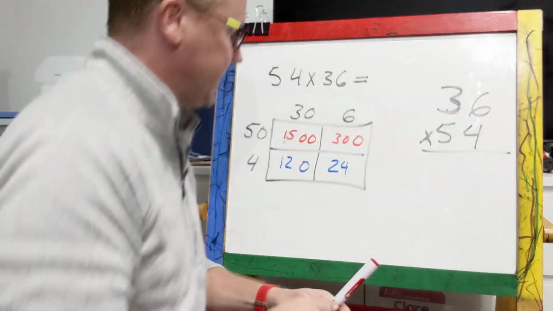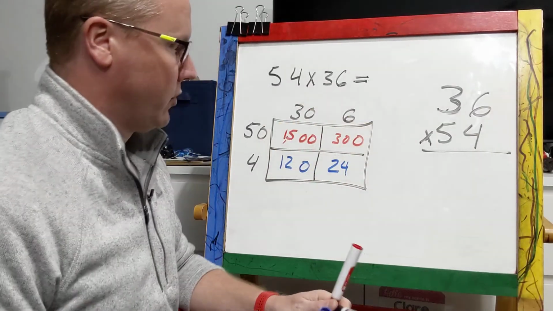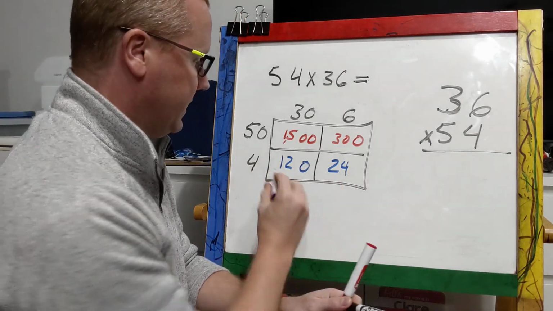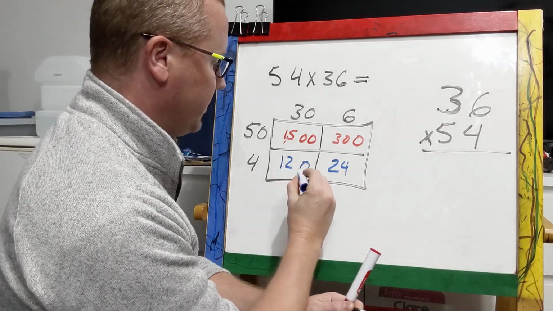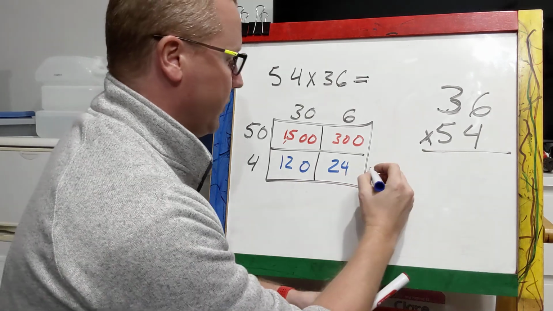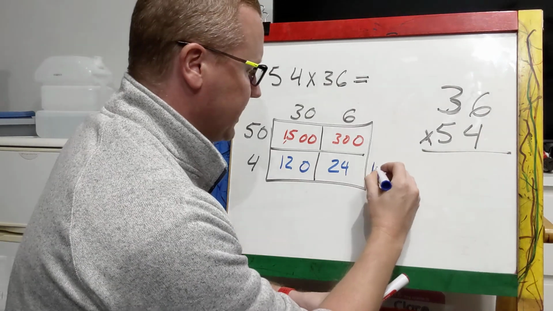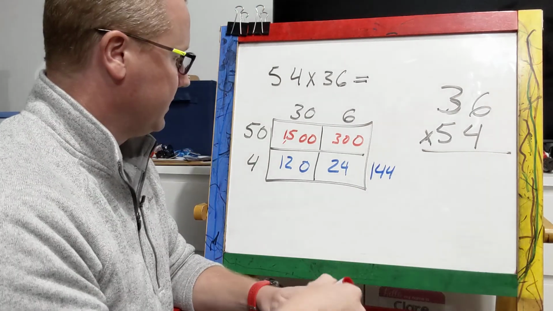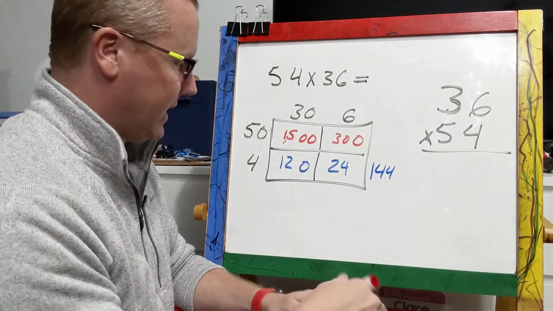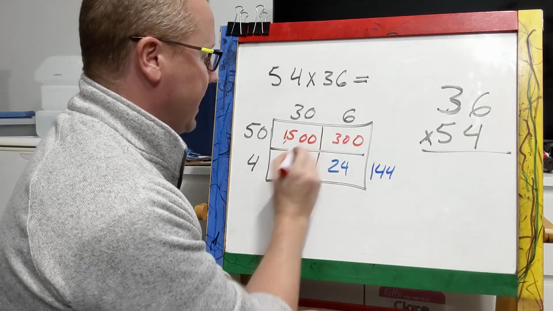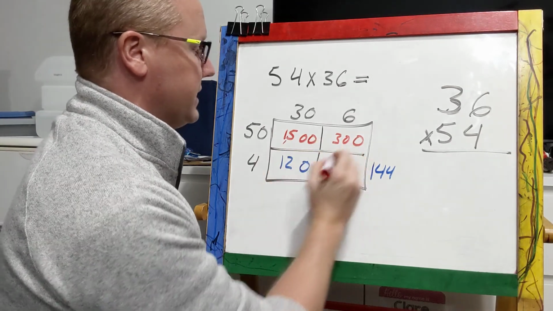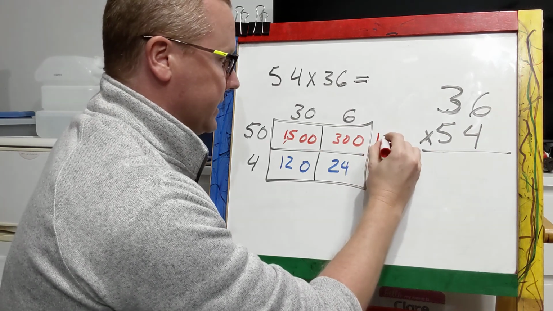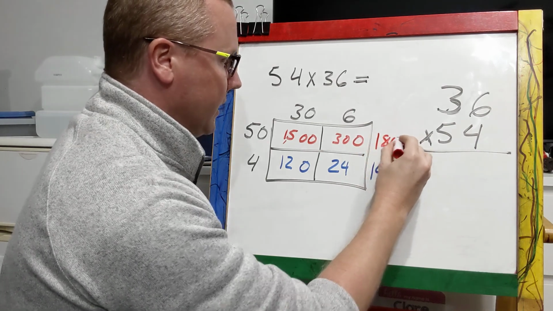Now instead of adding them all up like we normally do, I'm just going to add up what we multiplied the 4s by. So when I add these up, I get 120 plus 24. And that turns out to be 144. And when I add what I multiplied 50 by, I get 1,500 plus 300. And that turns into 1,800.